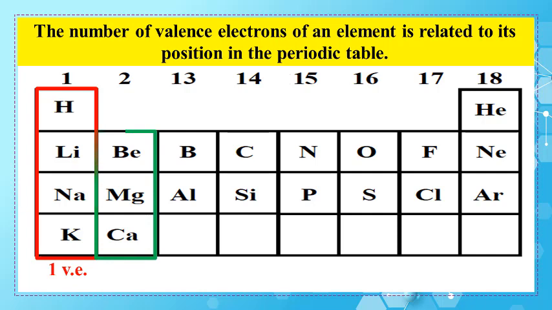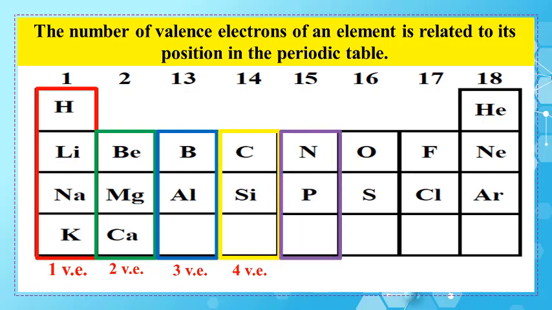Elements in column 2 or group 2 have 2 valence electrons. Elements in column 13 or group 3 have 3 valence electrons. Elements in column 14, group 4 have 4 valence electrons. Elements in column 15 or group 5 have 5 valence electrons. Those in column 16 or group 6 have 6 valence electrons. Elements in column 17, group 7 have 7 valence electrons.